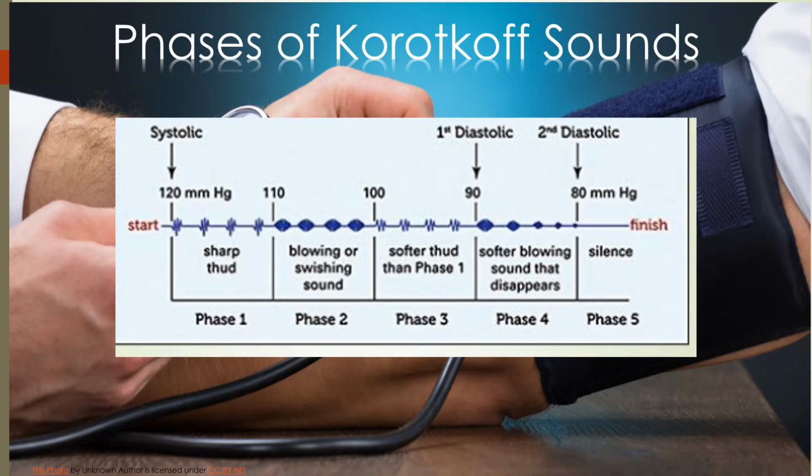In phase 3, a softer thud than phase 1. It is an intense thumping sound. Phase 4, a softer blowing sound that disappears. Softer and muffled sound as cuff pressure is released. The change from the sound of phase 3 to the muffled sound of phase 4 is known as the first diastolic reading. And the last phase, phase 5, silence. Silence occurs when the cuff pressure is released enough to allow normal blood flow. This is known as the second diastolic reading.